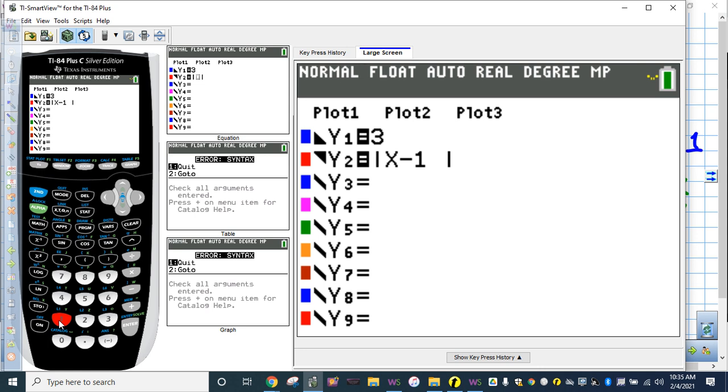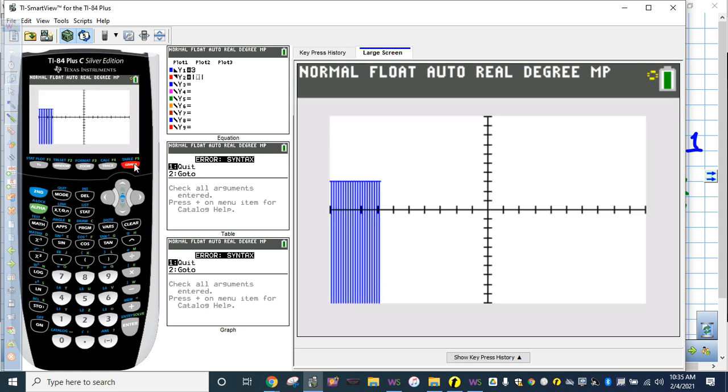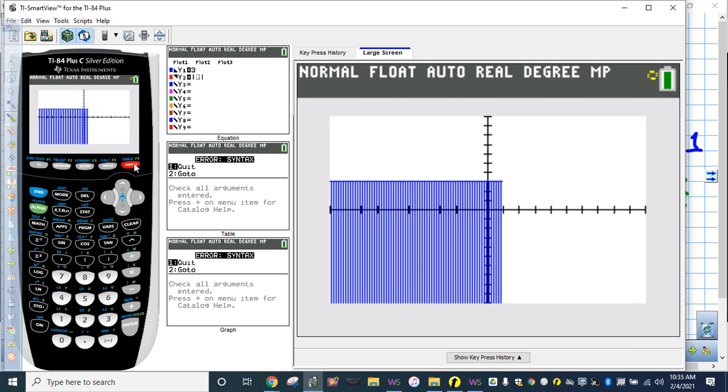And then when I hit graph, it should all work out. Do I close the parentheses? You don't have to, but I would always close the parentheses. Unless you have an intimate knowledge of order of operations, nobody does, just close the parentheses. Then you don't have to worry about it. So if you hit graph, there's the y equals 3.